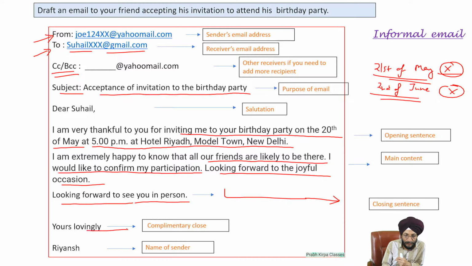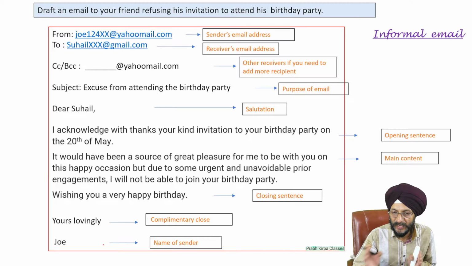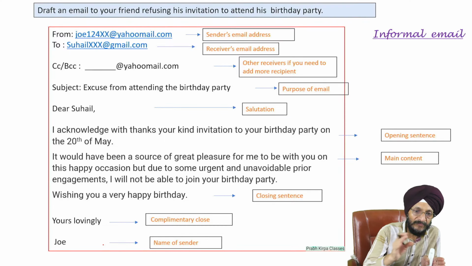Then comes the complimentary close, yours lovingly. Then comes the name of the sender. Accordingly, if you have received an invitation to attend the birthday party and you are not in a position to attend the invitation, and you are to give reply to your friend that you will not be able to attend the birthday party, then accordingly we have drafted the reply.